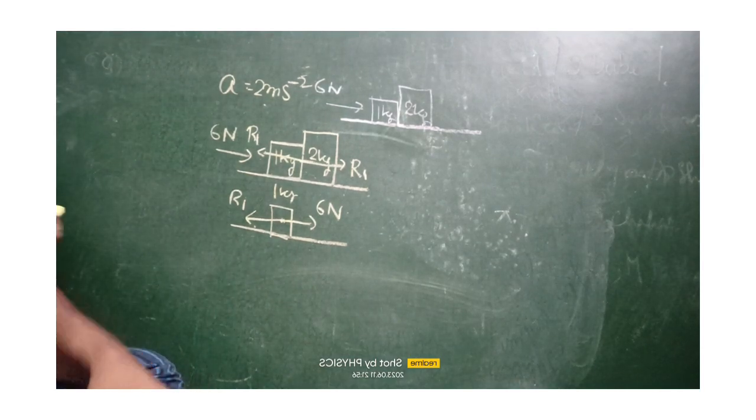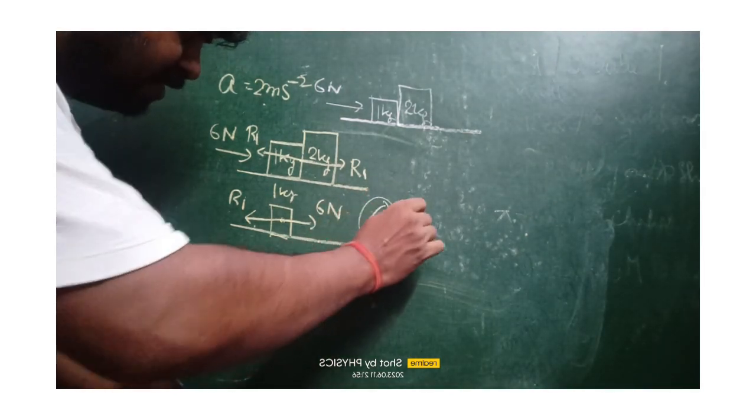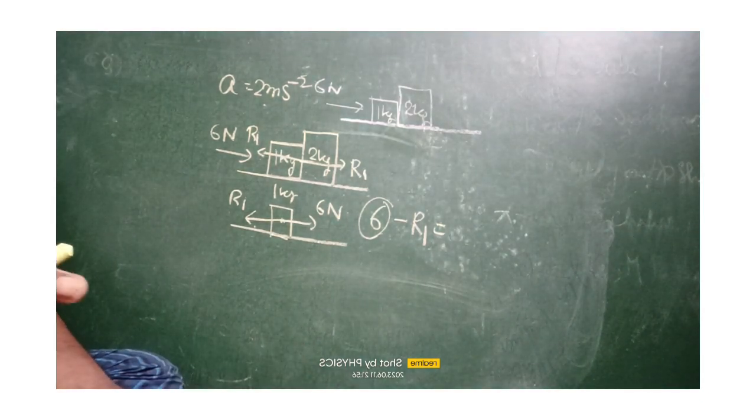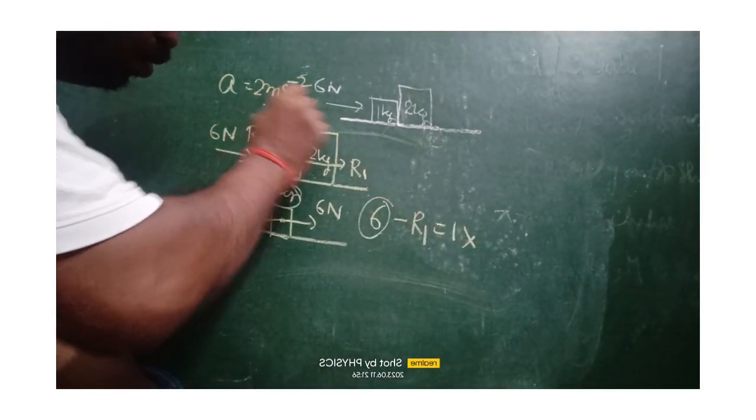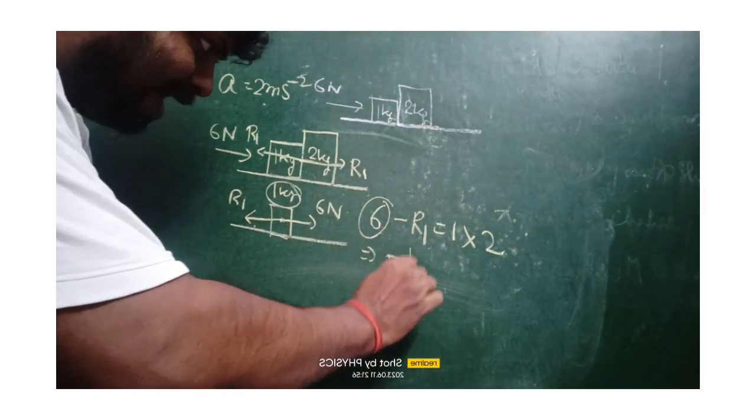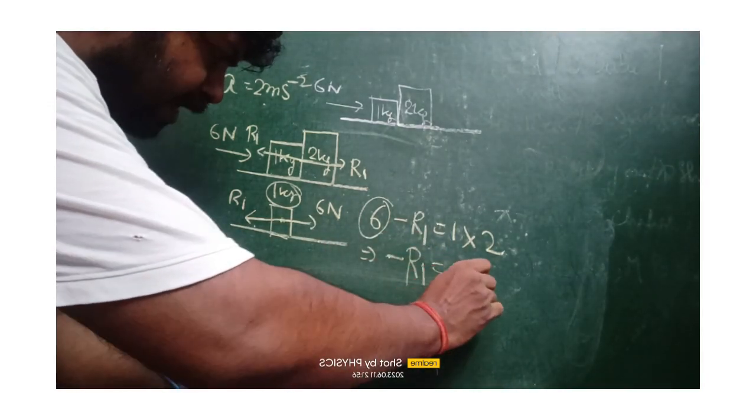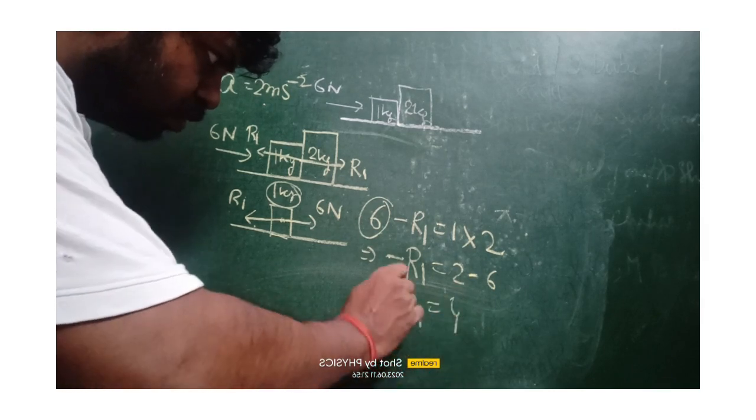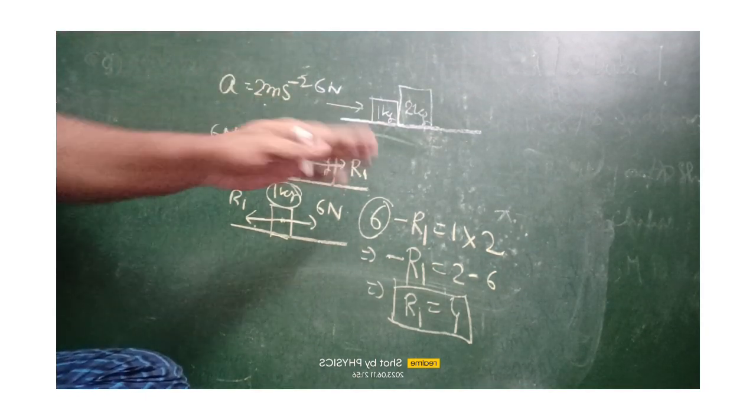So here we have 6, the resultant force 6 minus R1 is equal to, from Newton's laws of motion, m into a. The mass is here 1 kg, 1 into 2. So here we have minus R1 is equal to 2 minus 6. That is, we have R1 is equal to 4. As the reactional force is 4 when the 6 Newton force is applied on the 1 kg.